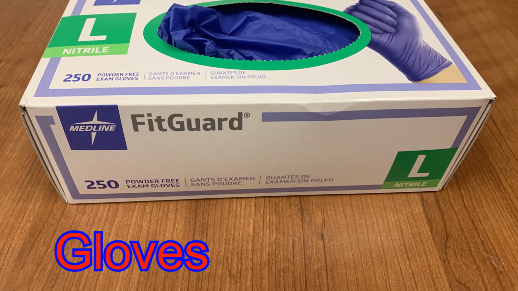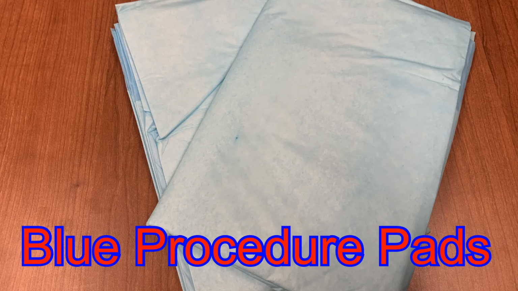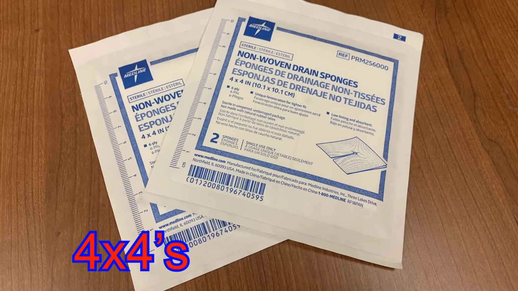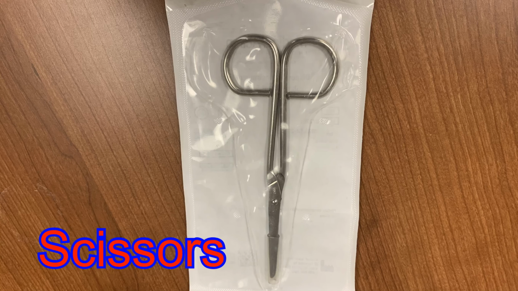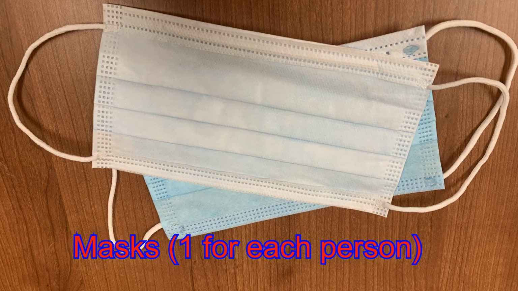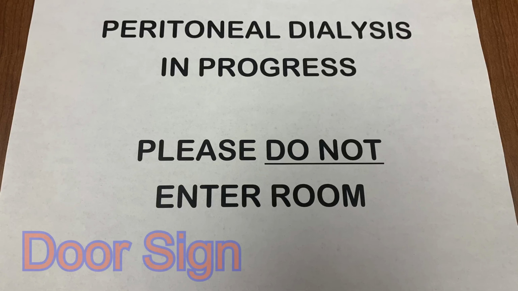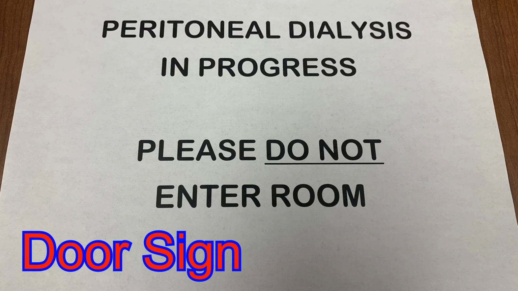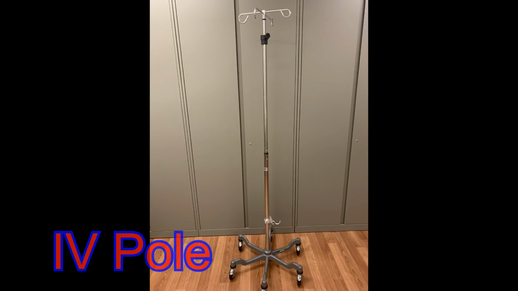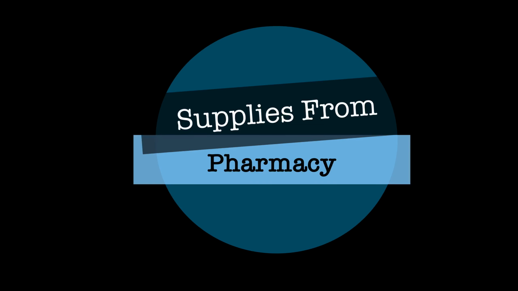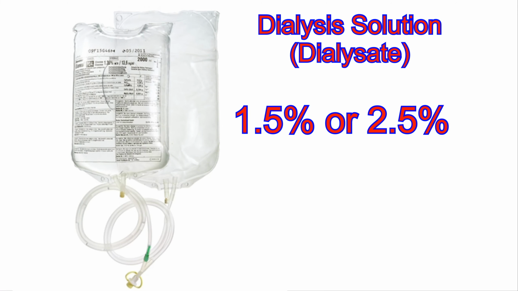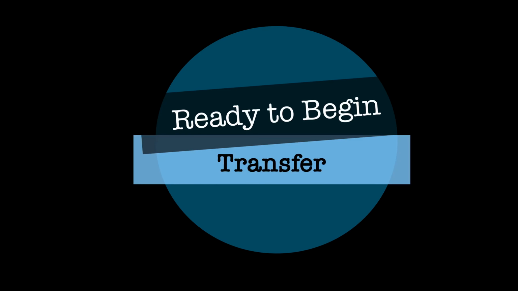You'll need clean gloves, blue procedure pads, 4x4s, scissors, a mask for everyone that's going to be in the room. From the peritoneal dialysis folder, remove a door sign that says please do not enter. And finally, an IV pole. The last supplies we'll need will come from pharmacy. The dialysis solution, also known as dialysate, will be delivered from the pharmacy. With these supplies in hand, you're now ready to begin the first stage of your transfer.